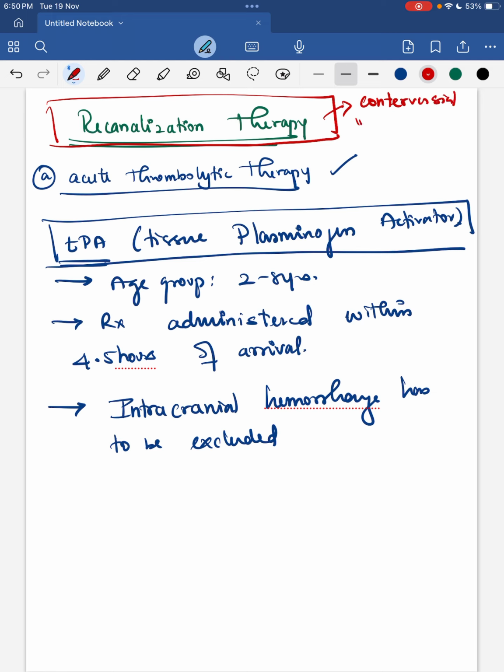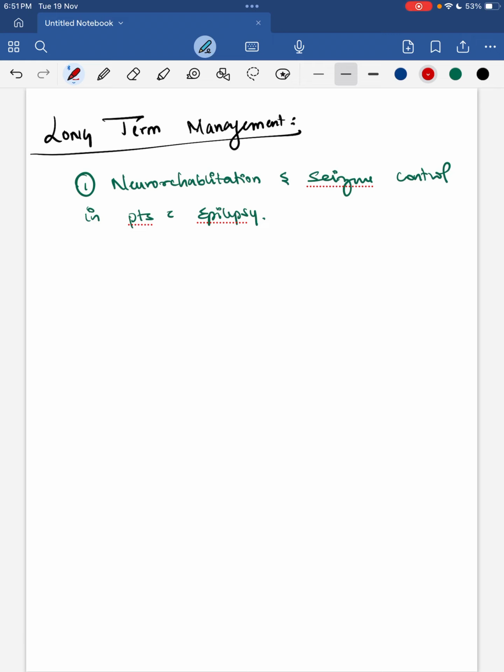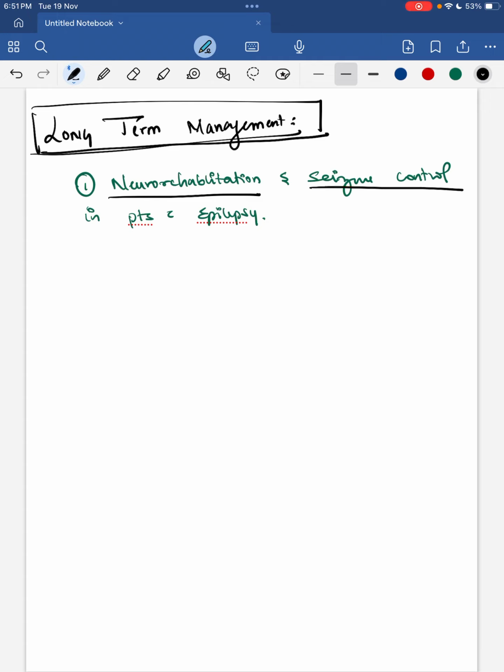So in long-term management, you have two. One is neurorehabilitation, another one is seizure control in patients with epilepsy. Fine. So in neurorehabilitation, you will be giving physiotherapy because a patient with a stroke will have maximum spasticity. So you have to start physiotherapy for the patient as early as possible, and you have to start anti-spasticity drugs. Anti-spasticity drugs should be started, right?